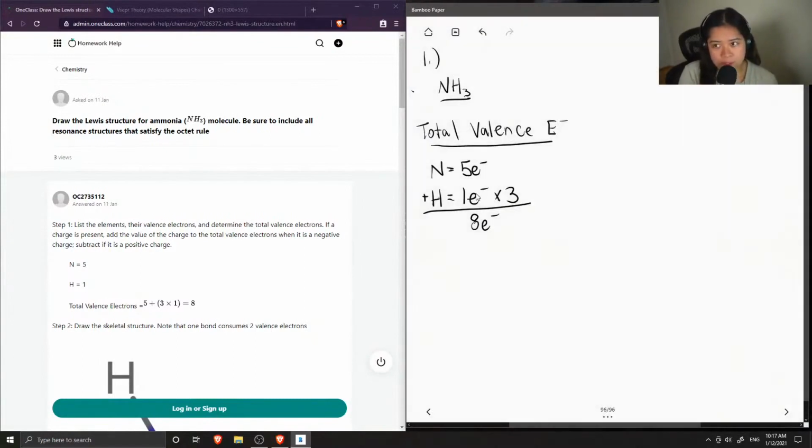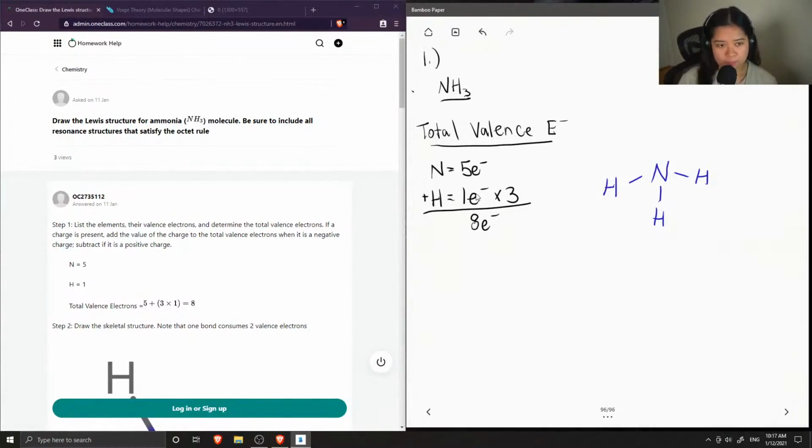Okay, so now let's draw nitrogen as our central atom, and I'll just try to draw single bonds to all of my hydrogens. You'll never see hydrogen have a double bond, and this is because it only has 1 electron to donate or to share.